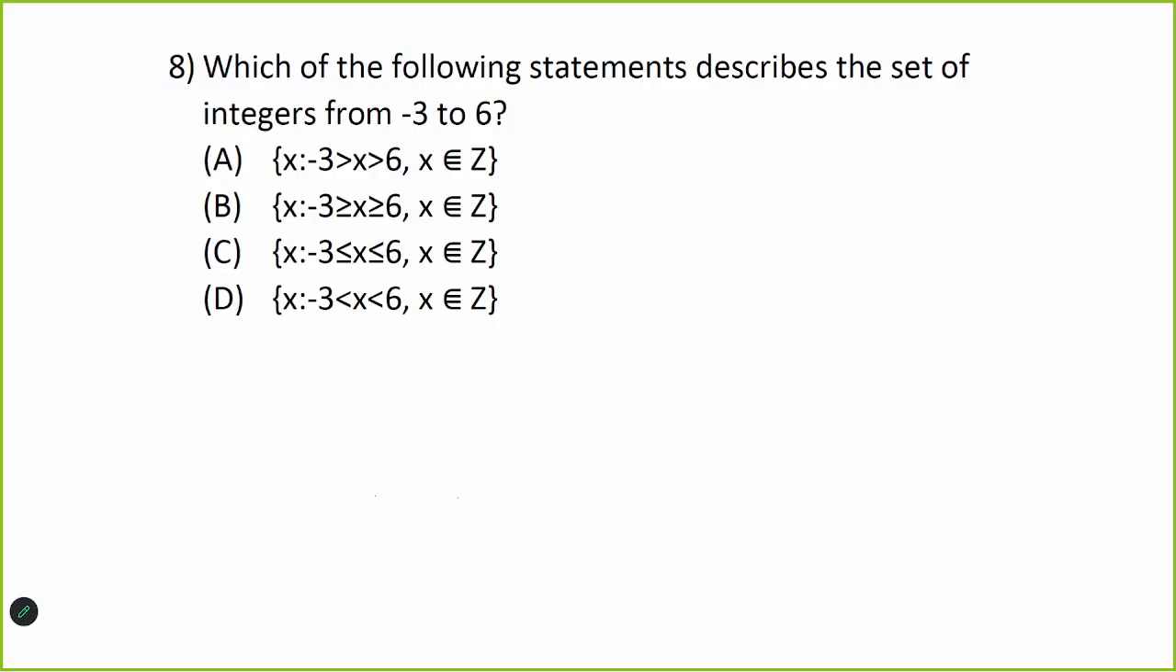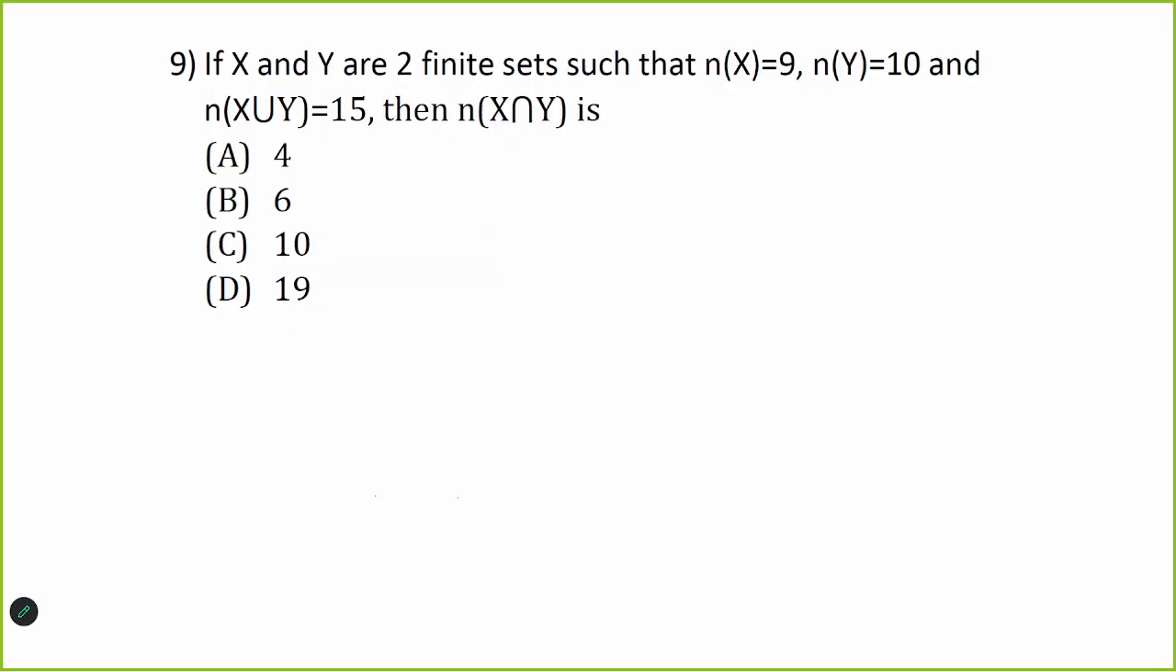Number 8. Which of the following statements describes -3 to 6? So -3 to 6 would be this one, B. Right? Hold on. No. A. No, it's B. Because they didn't include -3 and 6, it's B. It's B, my bad. Alright? Let's look at number 9.